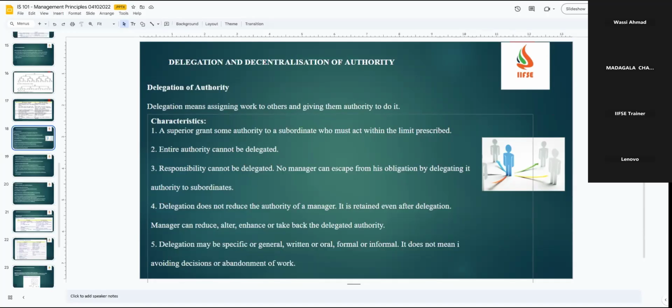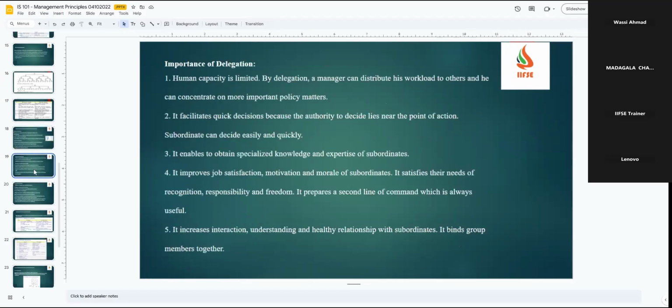Okay. And here the main point is you can't delegate your responsibility. Because ultimately that is your day to day and you are accountable for a set of activities. You can't delegate it or escape from it even though you have delegated that activity. So you'll be ultimately accountable for that.